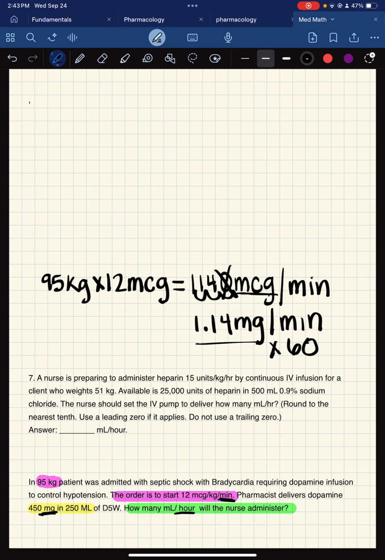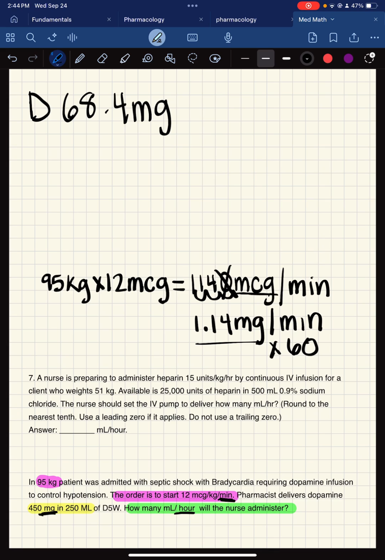So anytime you're trying to convert something from minutes to hours, we're always just going to multiply by 60. Okay, so 1.14 times 60 equals 68.4. Okay, so that's going to be what the doctor orders. 68.4 milligrams.